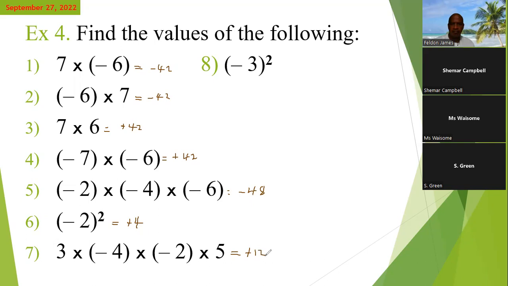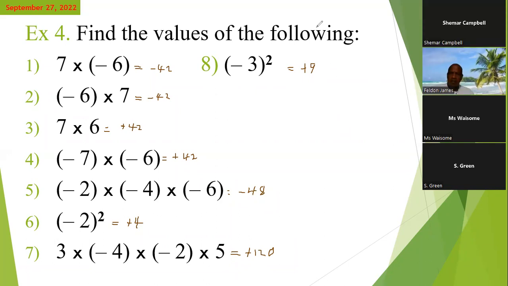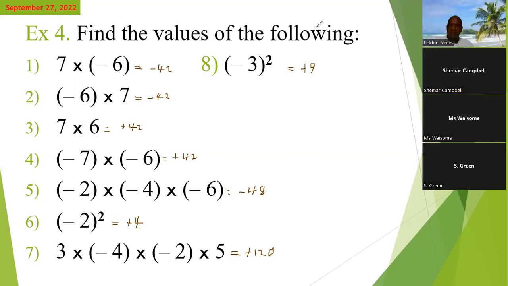Last one. Question 8. Positive 9. All right. Let me see the answers of those who got all correct. Very good, sir. All right. Everybody is good with these? Moving on.